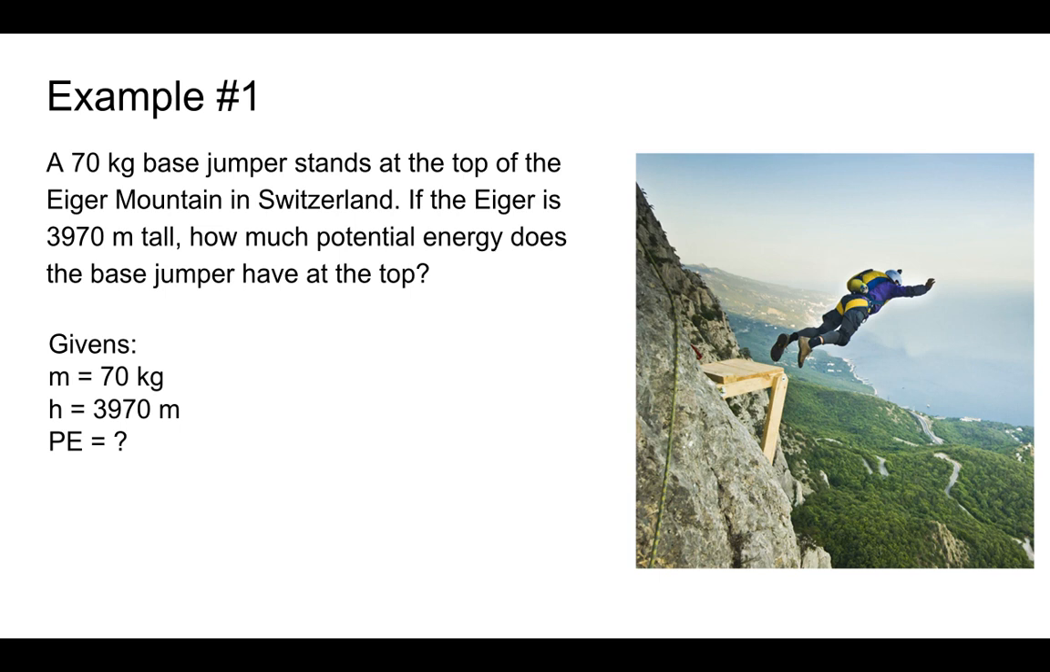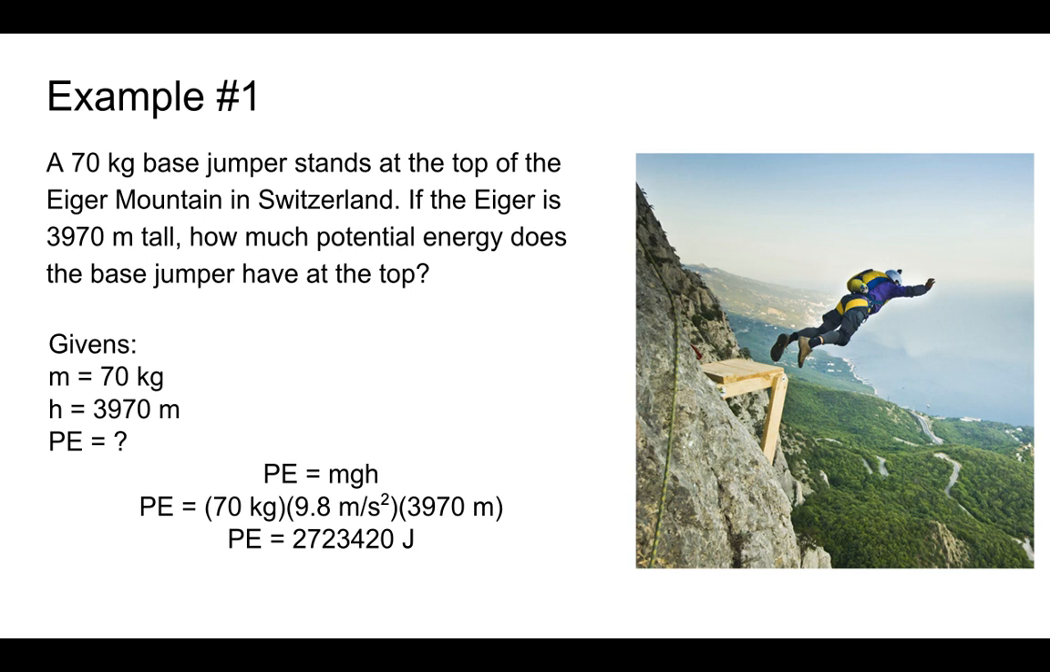So now we want to write down our equation. We get potential energy equals mass times acceleration of gravity times height. We plug in our numbers. M is 70, h is 3,970, and then we know g is 9.8. So we can plug in those numbers here and then just multiply them all together: 70 times 9.8 times 3,970. We get a potential energy of 2,723,420 joules. Now, that's a really big number.